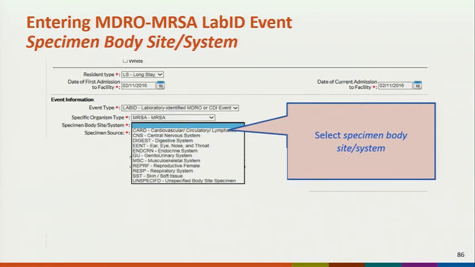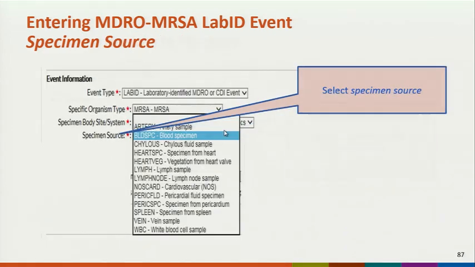And then the next box is going to ask you for specimen, body site, or system. And this is based on where the specimen was collected. So let's pretend that we have a positive MRSA blood. So we will select, in this case, cardiovascular, circulatory lymphatics here for our positive blood.